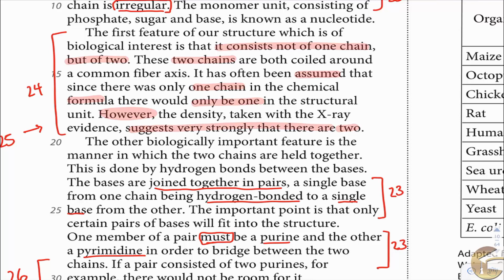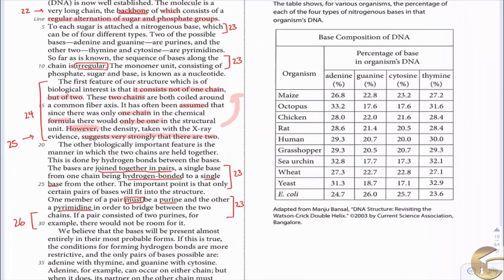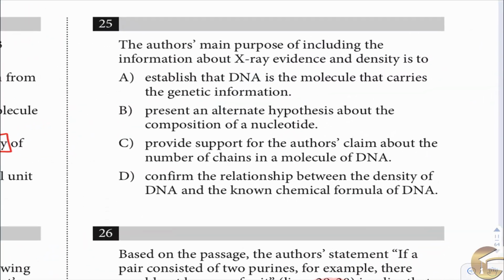So here we're saying, contrary to popular belief, that belief is incorrect. That's why this is brought up. We're trying to provide some support here for the statement made up above: there are 2 chains, even though some people may think otherwise. In fact, there are. So that was brought up just to support that initial statement. We want to see an answer choice that says something like that.